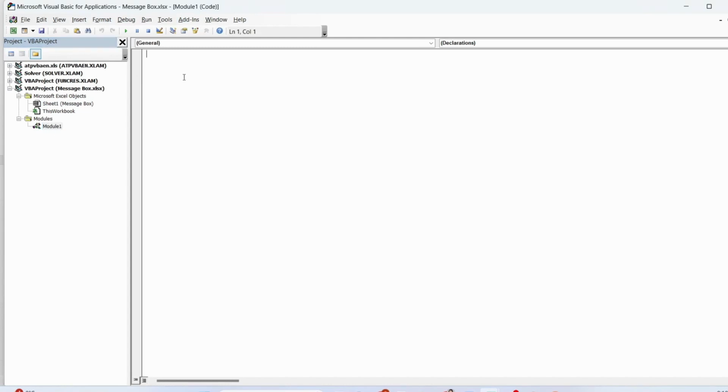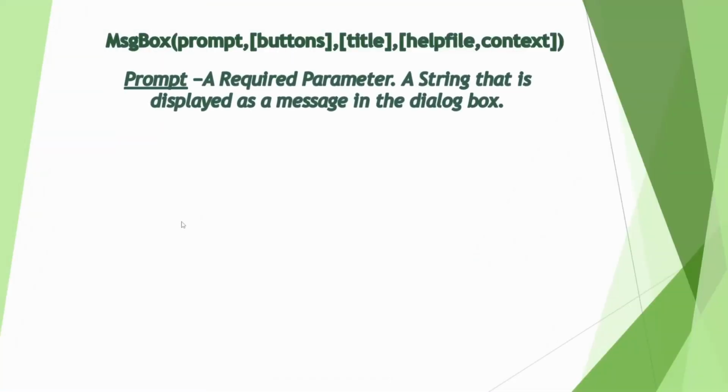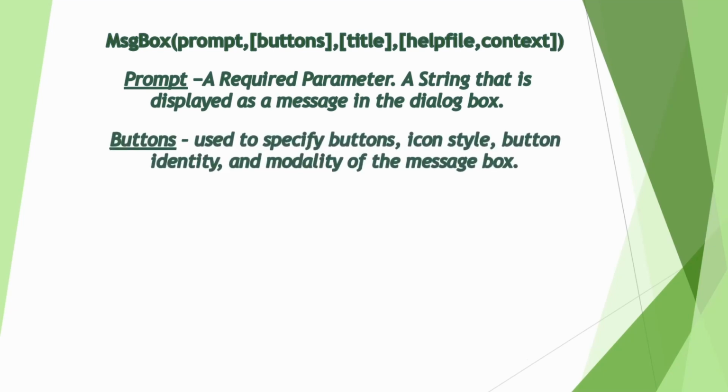This is the syntax of the VBA MessageBox function. The first argument is prompt, a required parameter. A string that is displayed as a message in the dialog box. The second argument is buttons. You can use this argument to specify buttons, icon style, button identity, and modality of the message box.